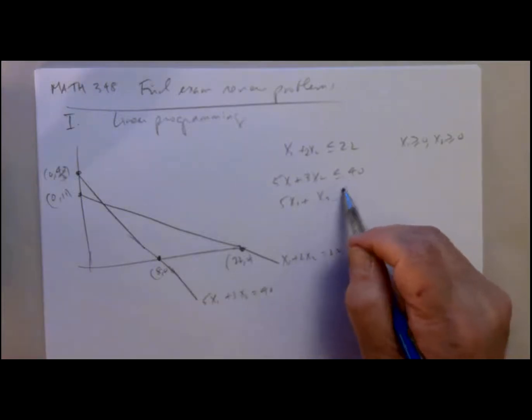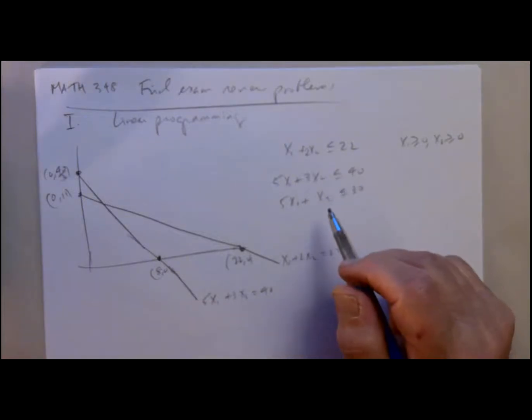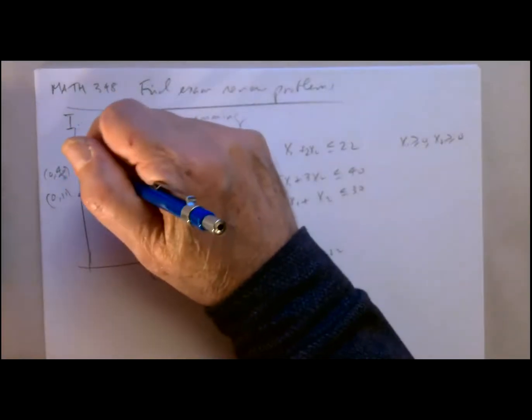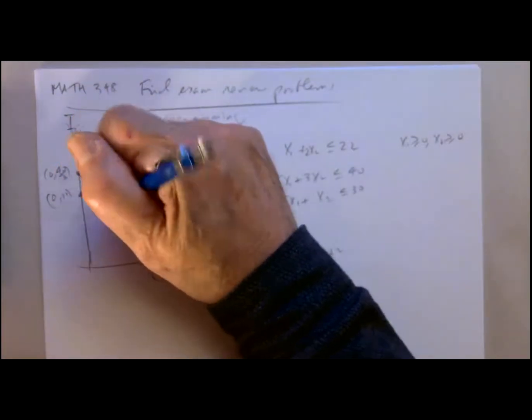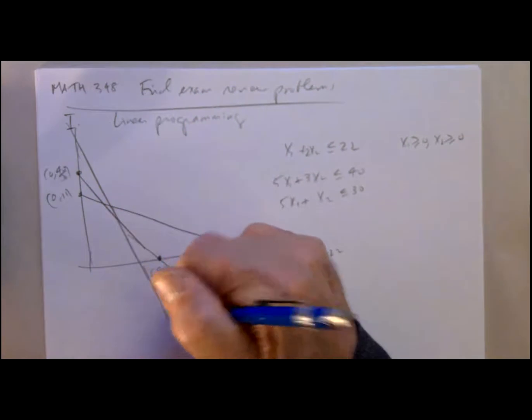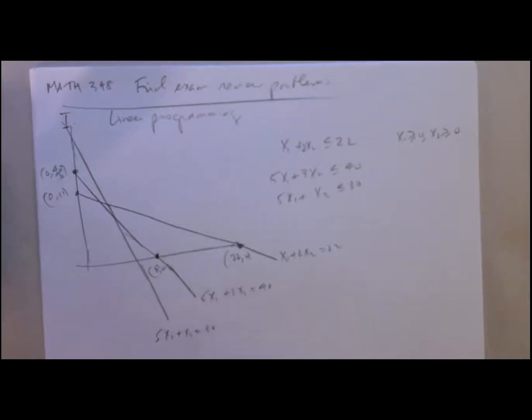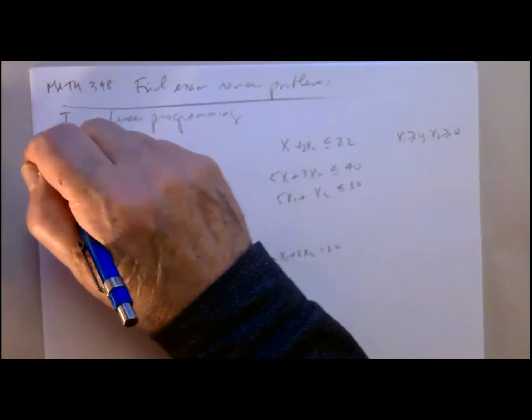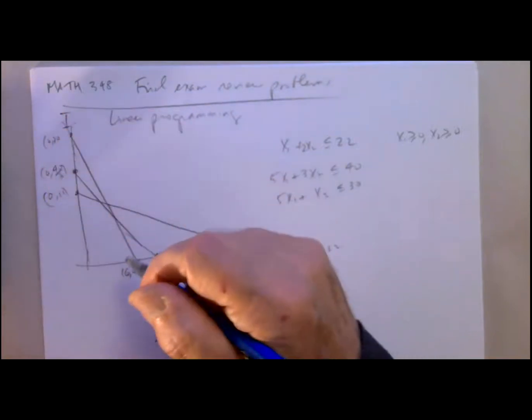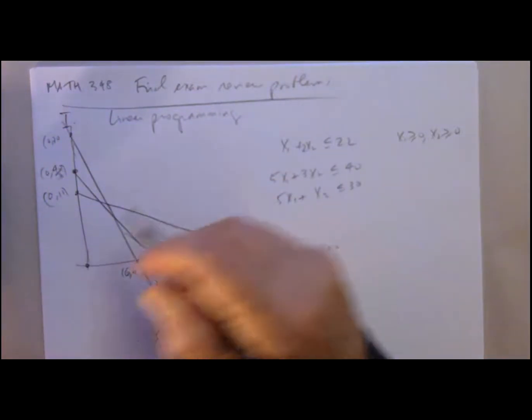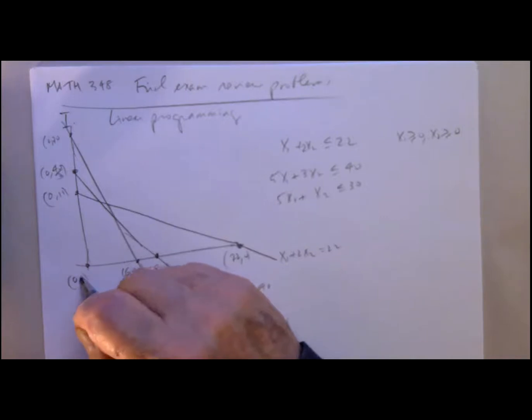The third inequality is 5x1 plus x2 less than or equal to 30. That's a line which comes down like this. So this is the line 5x1 plus x2 equals 30. When x2 is 0, x1 is 6. And when x1 is 0, x2 is way up here at (0, 30). And this, of course, is the point (0, 0).